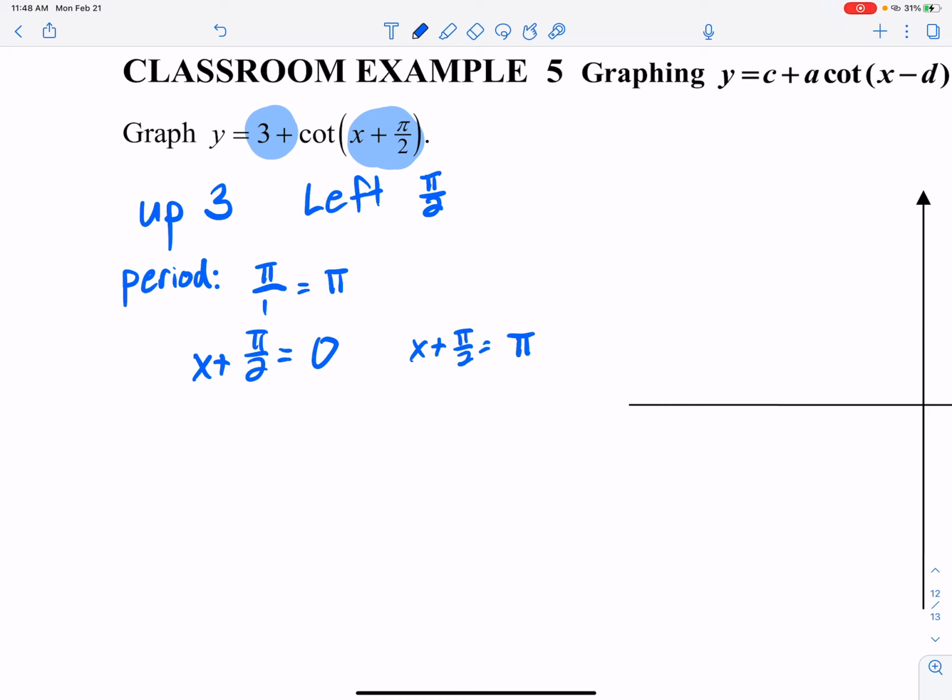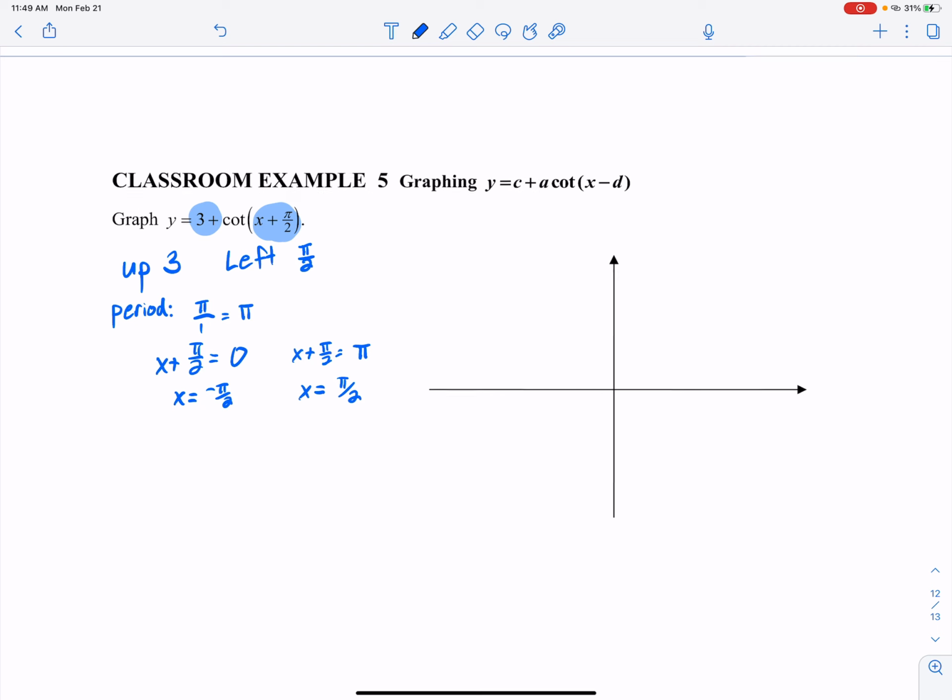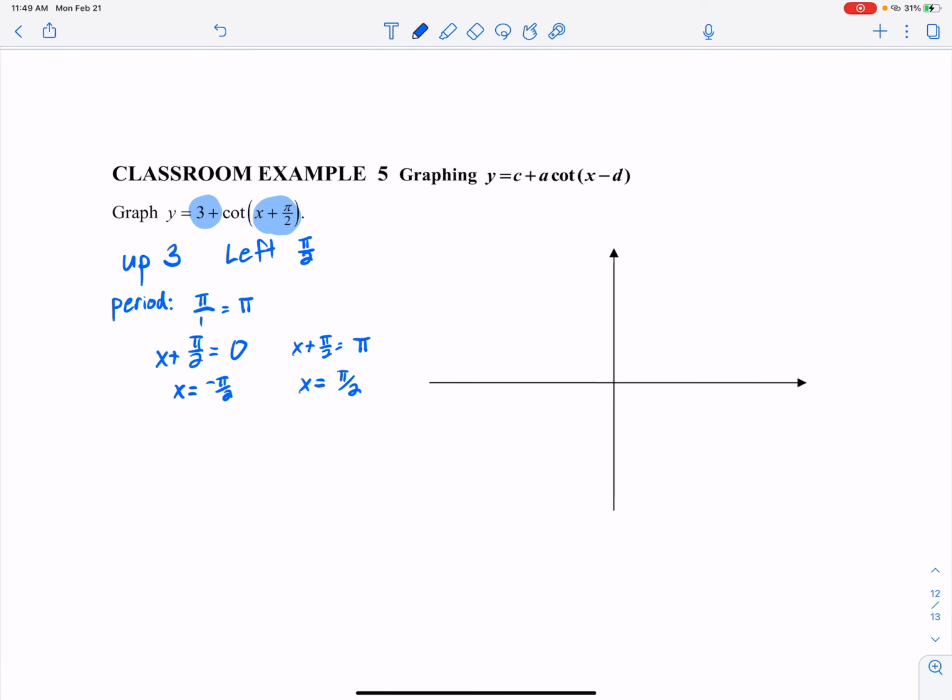How do I solve for x in that first one? Subtract pi over 2. Right? Subtract pi over 2. So I get negative pi over 2. Pi minus pi over 2 is pi over 2. All right, use your calculator if you need to. 1 minus 1/2. No shame. Those are my new asymptotes. So I'm going to graph those.